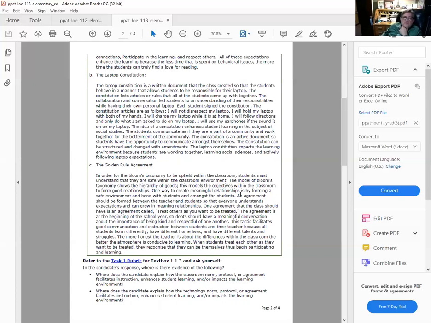It says that the idea of the Constitution enhances student learning in the subject of social studies. This is what she's teaching, but it could be any other subject. It could be science. The students communicate as if they are a part of the community and work together for the betterment of the community.